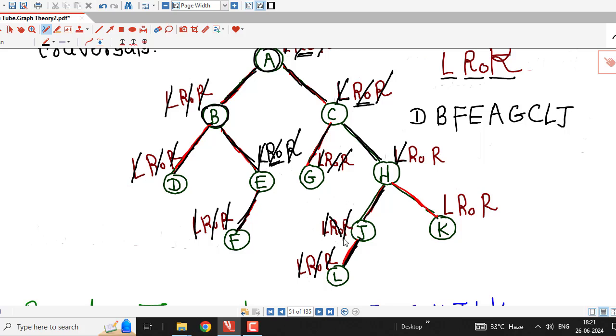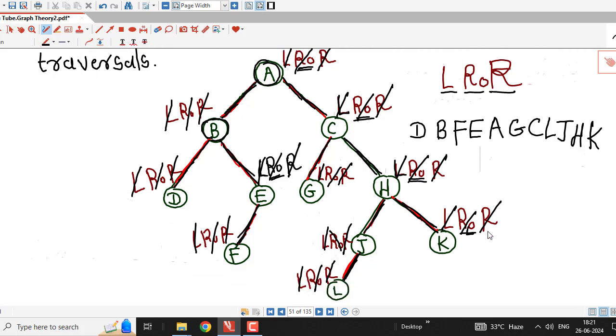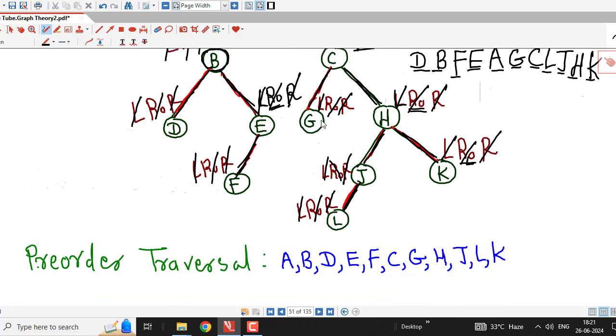Then right subtree of J, there is no right subtree here, so we cancel R and we go back in this direction, reverse. Here operation is root, so we cancel root and we write capital H, and then we go to the right of H. Here first operation is L, there is no left subtree of K. Then second operation is root K, we cancel this and we write capital K, and then there is no right subtree of K. So now we can count this number 1, 2, 3, 4, 5, 6, 7, 8, 9, 10 and 11. So this is our in-order traversal.